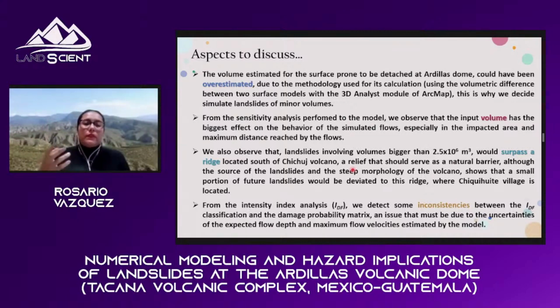But due to the location of the source of the surface that could be prone to be detached, that is very steep, even landslides involving more than 2.5 million cubic meters material could surpass this ridge and affect the villages that are settled in this backside of this ridge.